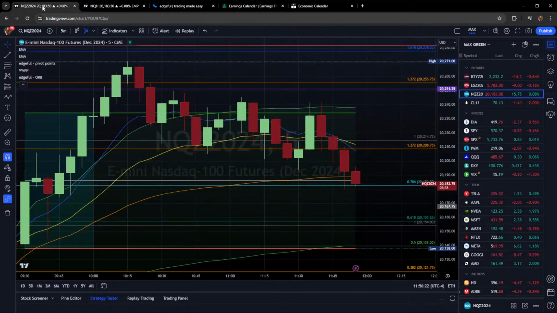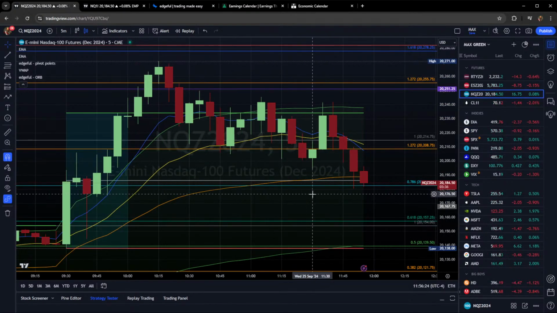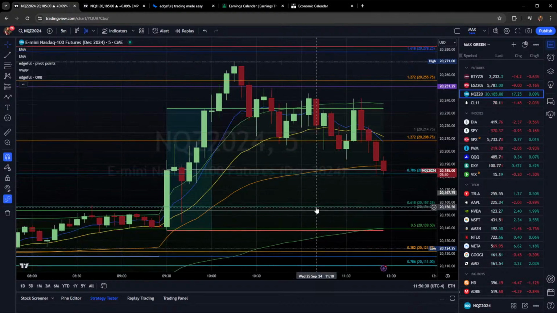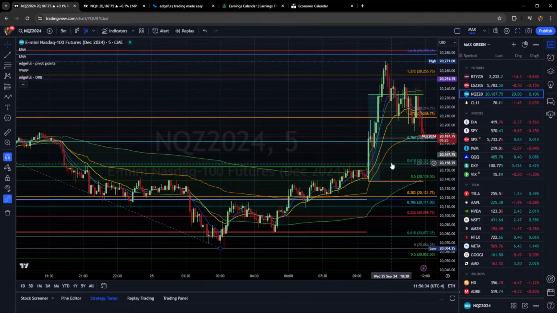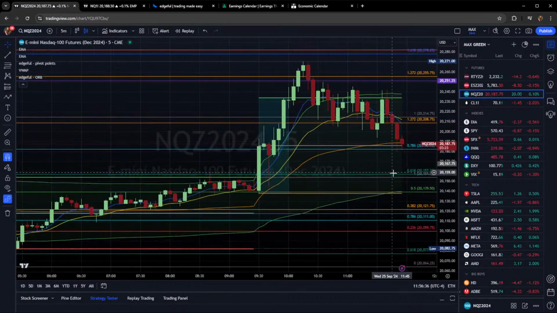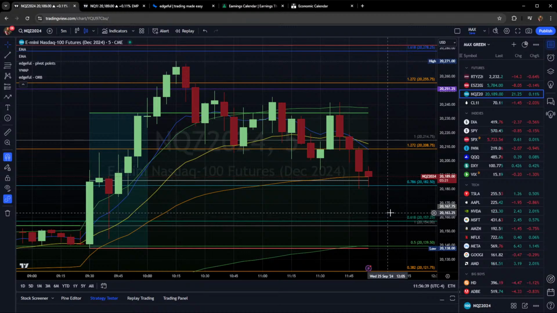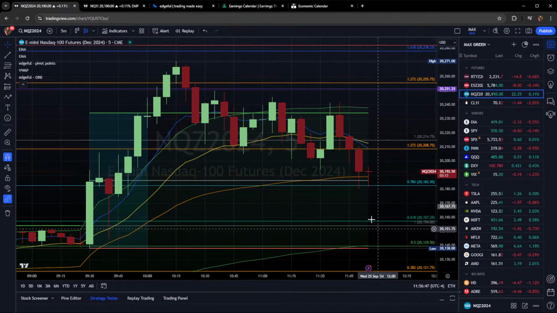167. Do I want to put it at 167? No, I want to put it down here. I want 157. Let's go 160. Only got 2 left anyway. Let's go 160 and 145 for the rest of this trade. If we get 145, it's basically a 100-point trade.